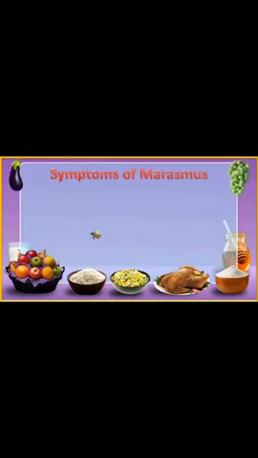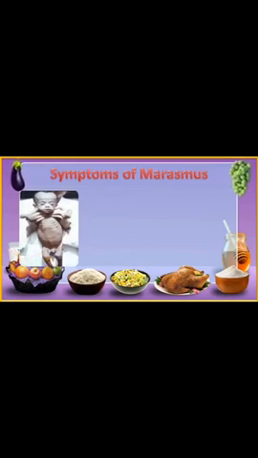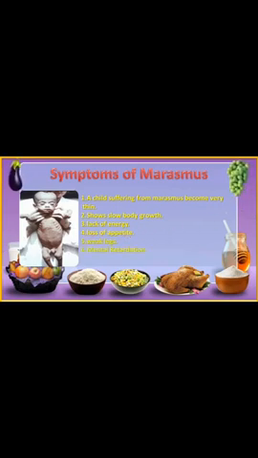Symptoms of marasmus. Number 1. A child suffering from marasmus becomes very thin. Number 2. Shows slow body growth. Number 3. Lack of energy. Number 4. Loss of appetite. Number 5. Weak legs. Number 6. Mental retardation. Number 7. Poor muscle development. The Government of India has started programs such as the Integrated Child Development Scheme and the Midday Meal Scheme in school.